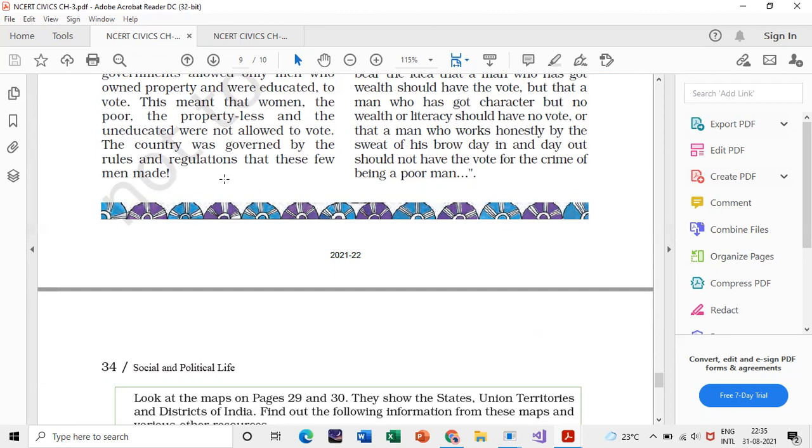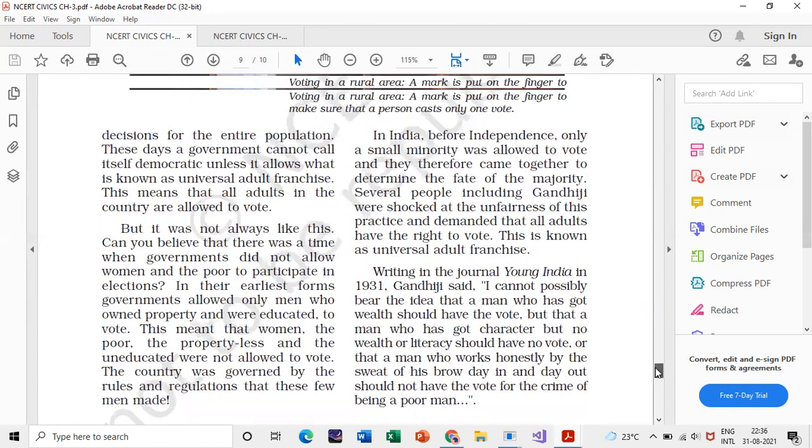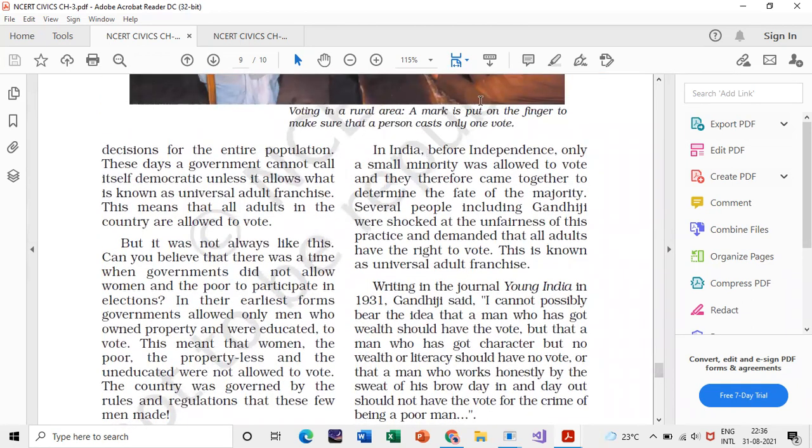Now, what was the question? The question is which section of the society was allowed and which section was not allowed to vote, and why? You have to read it carefully, which section is allowed and which section is not allowed to vote and why. So the first paragraph is here, the answer. See, from the below to here, this is the answer.